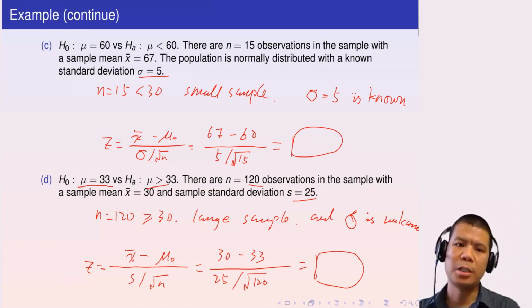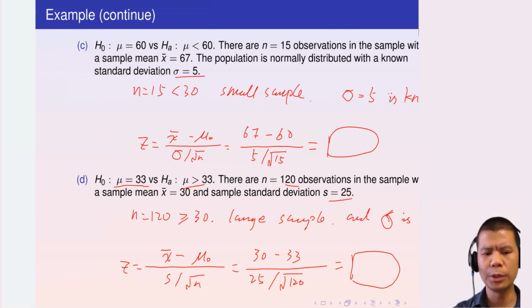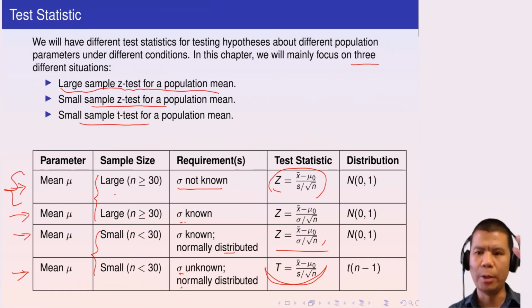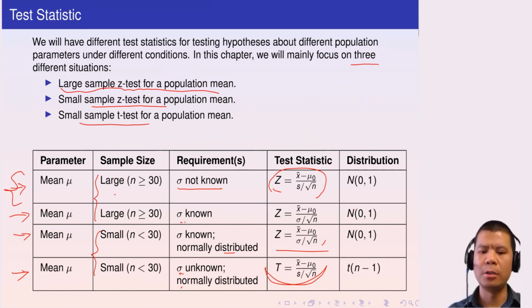So that's basically what we do, right? To choose the proper test statistic and calculate its value using this table. Whether it's a large sample or small sample, right? And whether sigma is known or unknown, right? So very simple.